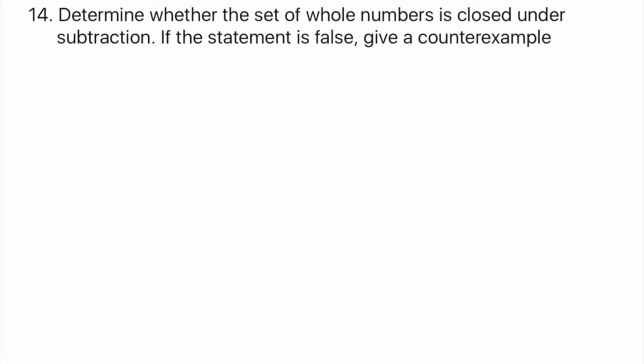Number 14, determine whether the set of whole numbers is closed under subtraction. If the statement is false, give a counterexample. So remember, whole numbers start with 0, 1, 2, 3, and so on and so forth. So closed under subtraction means if I subtract any two whole numbers, will my answer always be a whole number?